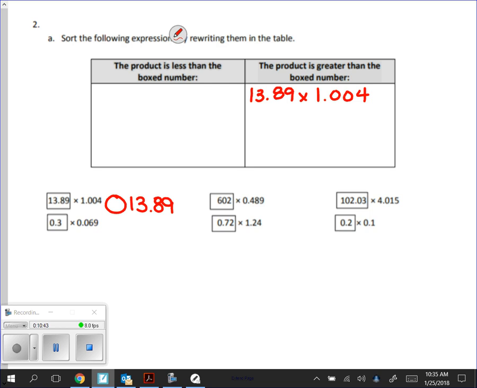So what you're going to do is do that for every number sentence. You want to sort them as to whether your product is going to get bigger or smaller compared to what's in the box. You don't have to write what I'm writing in red. I'm just showing you what you're comparing it to.